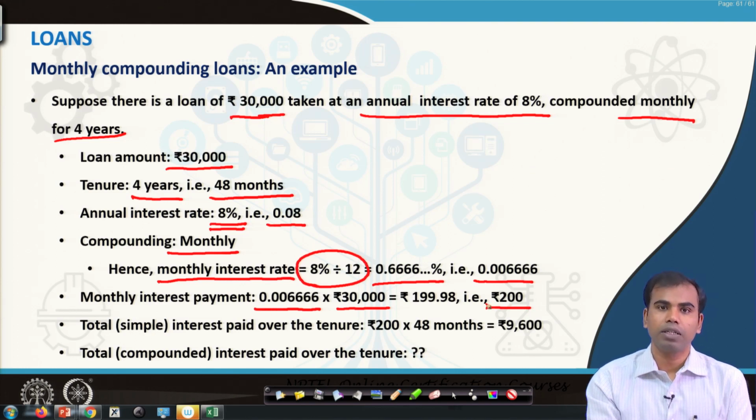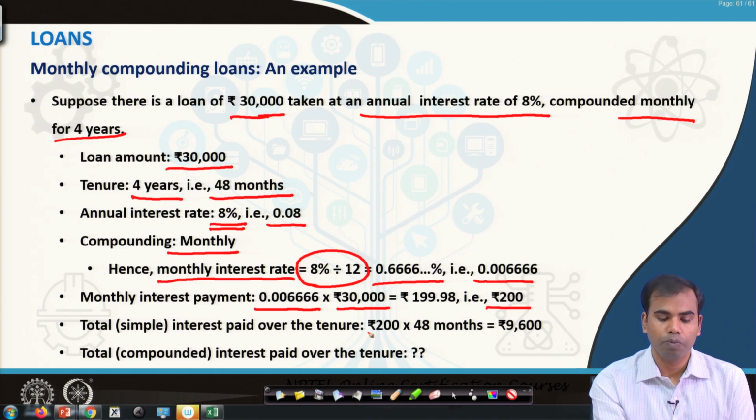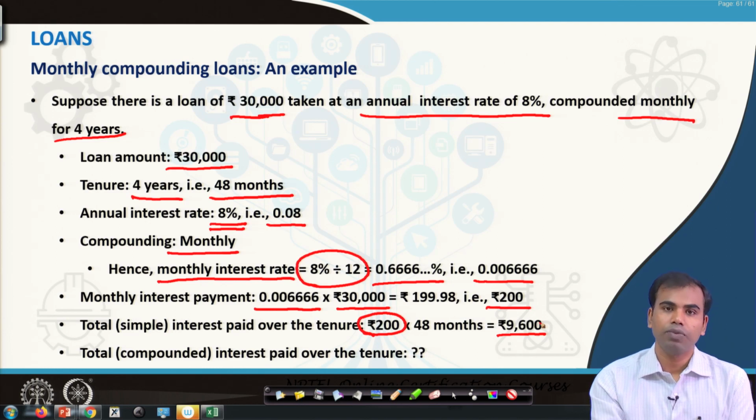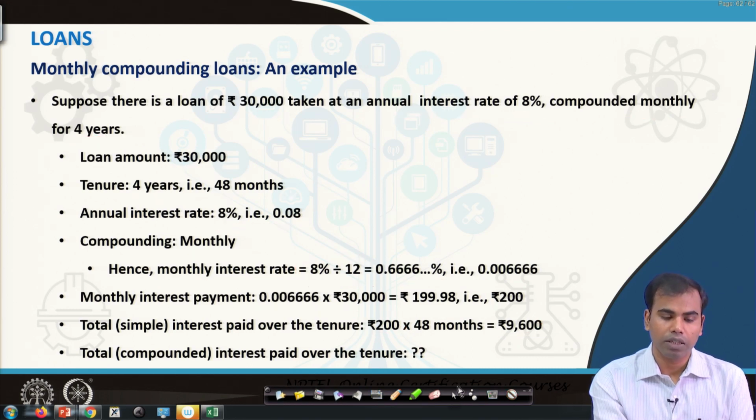If it is a simple interest loan, then you pay 200 rupees per month on the loan amount that you have taken, and the total amount that you might be paying will be 9,600. If it is compounded monthly over the period of the tenure of the loan, then the calculation might be slightly different.